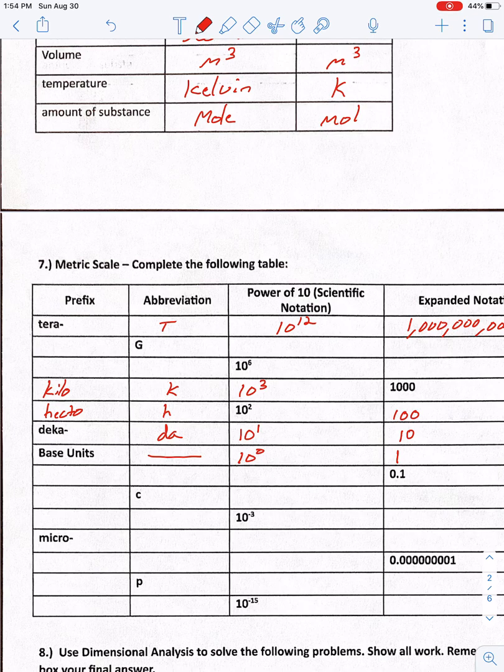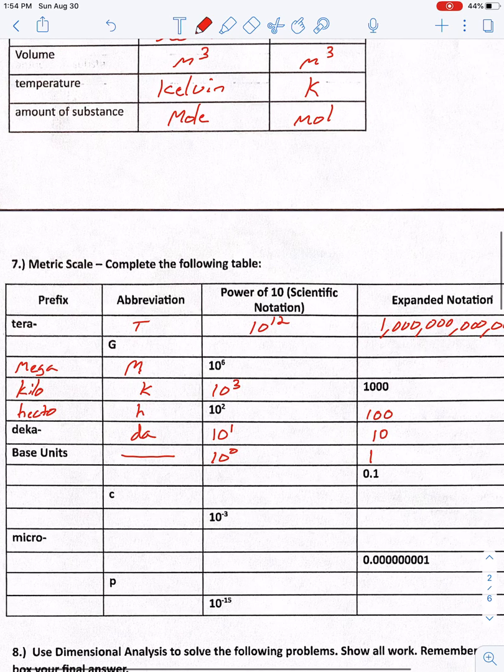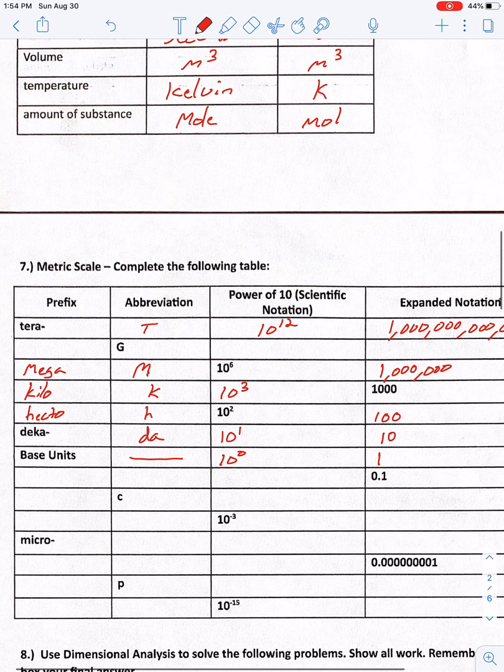Then after 3, we jump up by 3s. So 10 to the 6 is next, and that's going to be mega, abbreviated by a capital M. That's an awful M, so let me do that again. Not much better, but 10 to the 6th. Now we added another 3 zeros, so instead of 1,000, this is now 1 million.